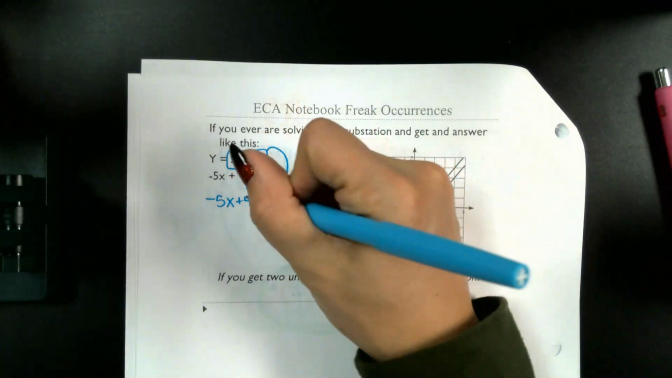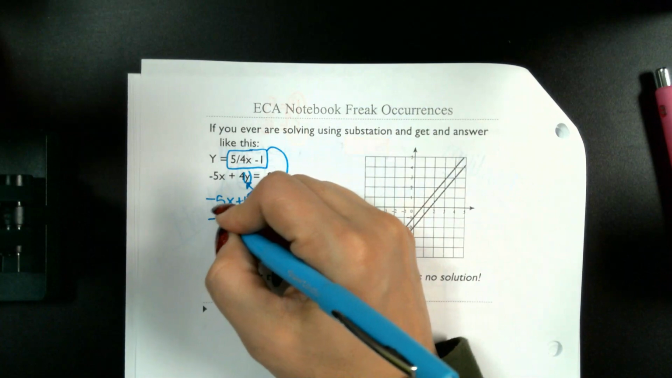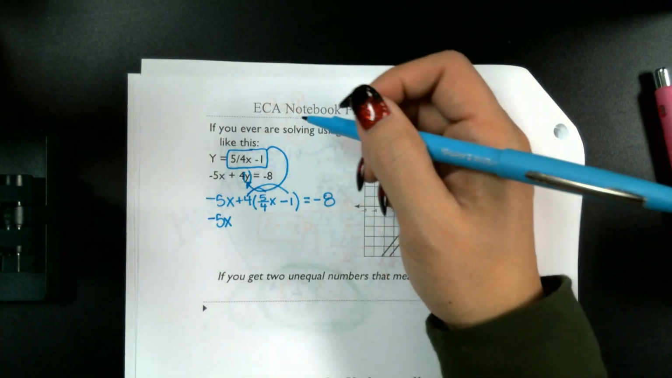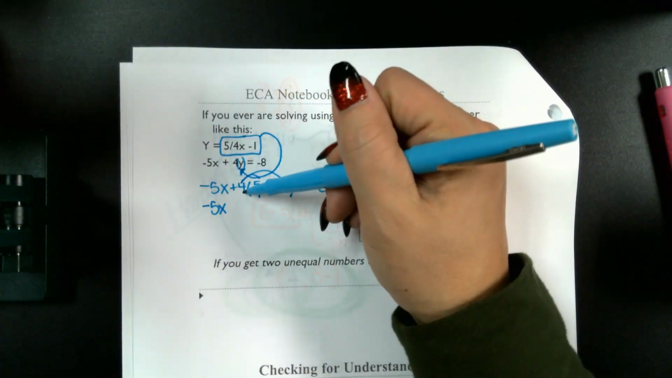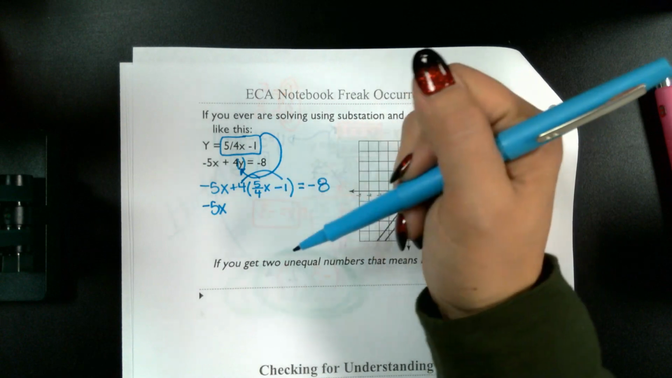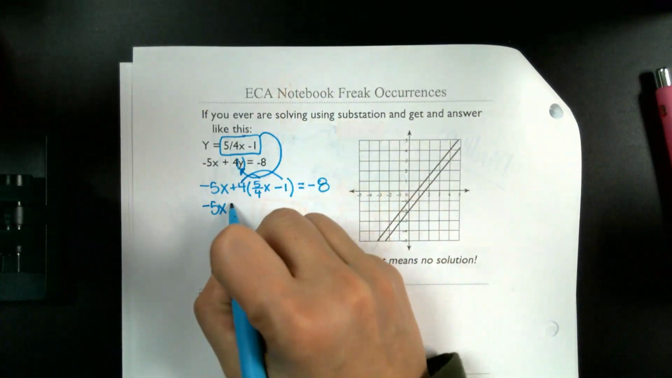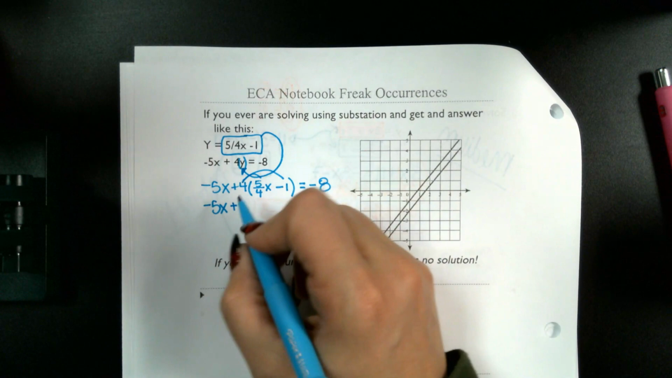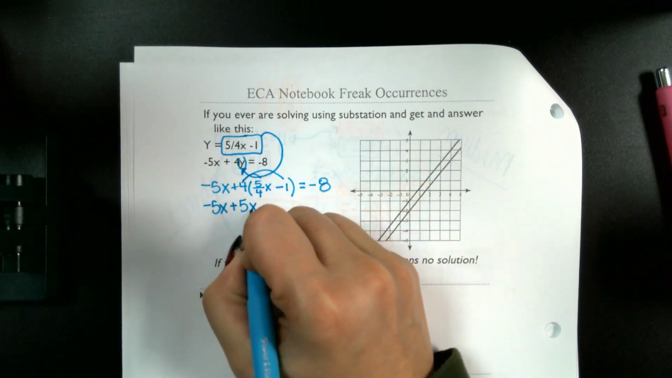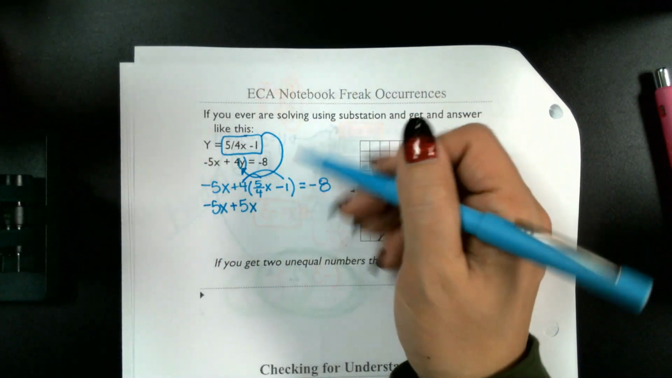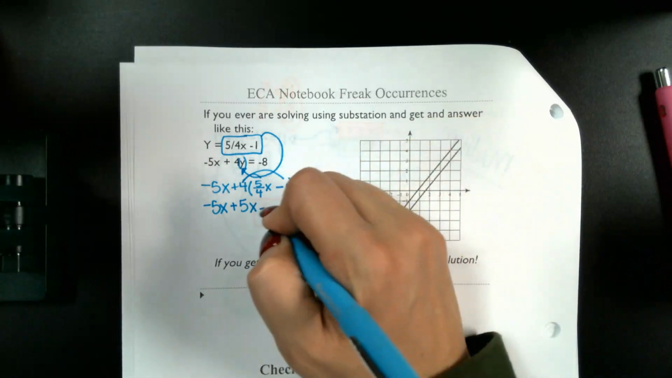So we're going to distribute. Now you guys can type in 4 times 5/4. And you get a positive 5, so that'd be positive 5x. And then what's a 4 times a negative 1? Negative 4.